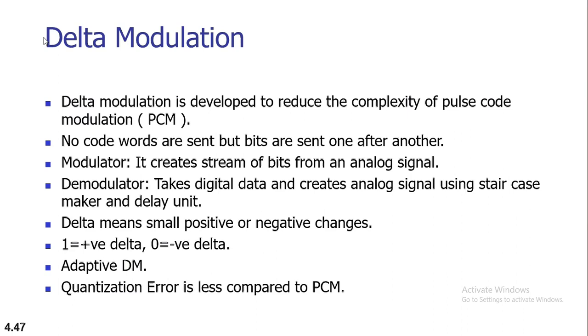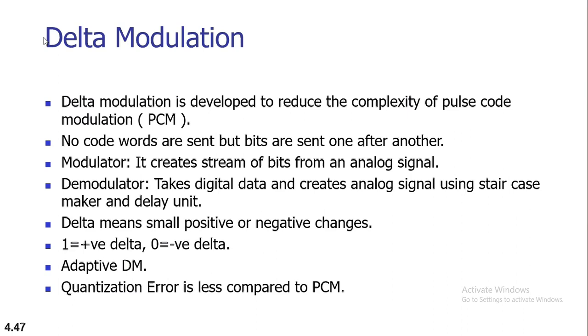The modulator at the sender side takes the input as an analog signal, and with the help of a comparator, delay unit and staircase maker, it generates digital data. And the demodulator at the receiver end takes the input of digital data, and with the help of a staircase maker and delay unit, it generates an analog signal. Now, delta means small positive or negative changes that occur when an input signal is compared with an existing digital signal.